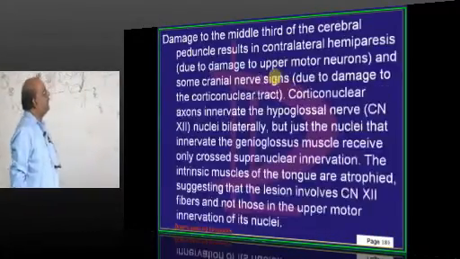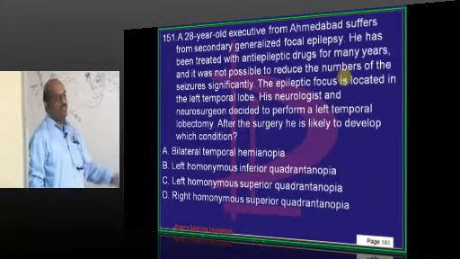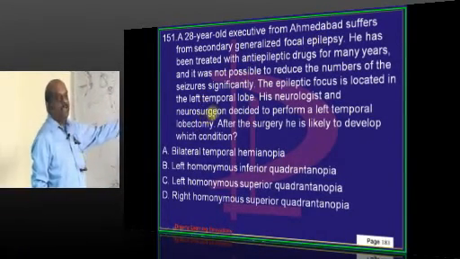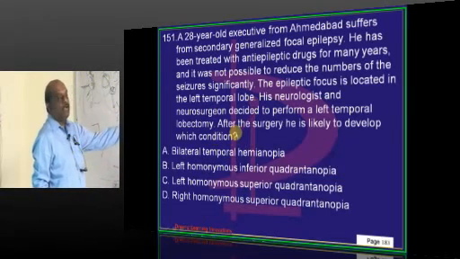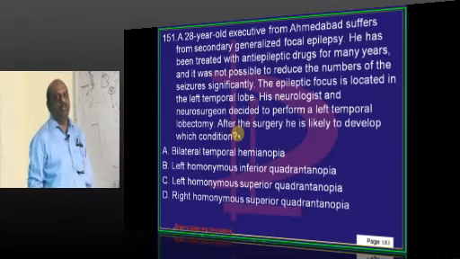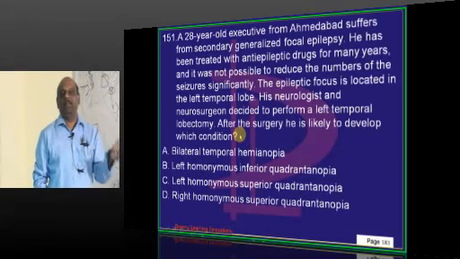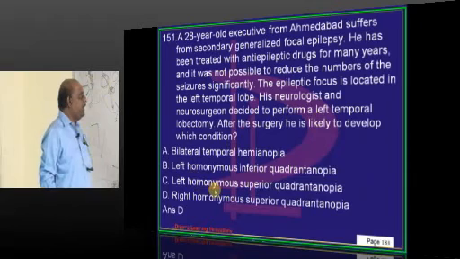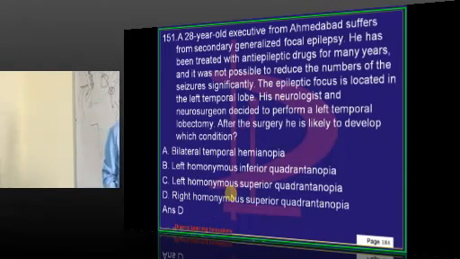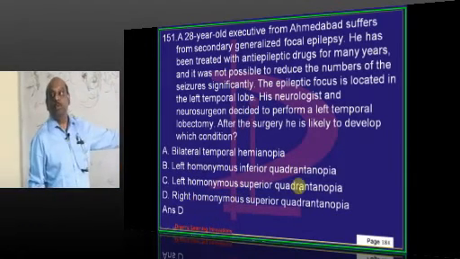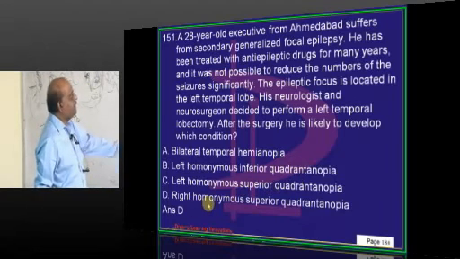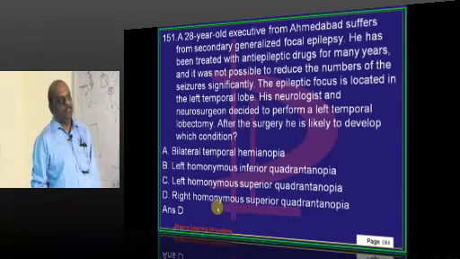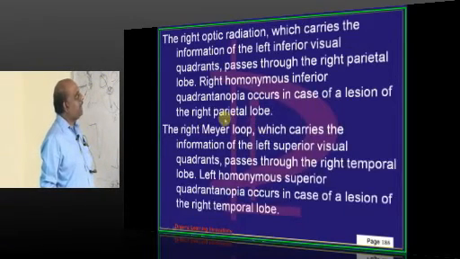Now doctor, a 28-year-old from Ahmedabad suffers generalized focal epilepsy. It is located in the left temporal lobe and a temporal lobectomy was done to manage the medically resistant epileptic seizures. So what is the consequence of temporal lobe removal? It leads to development of superior quadrantanopia on the right side. That is the consequence of a left temporal lobectomy is what needs to be remembered.